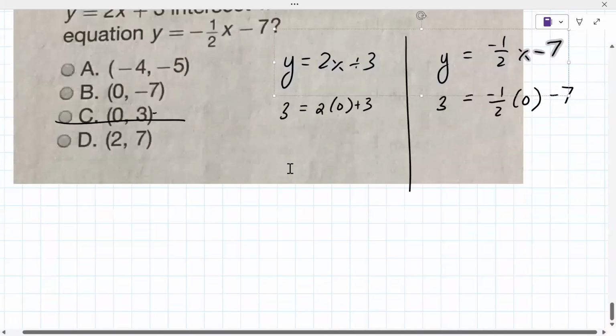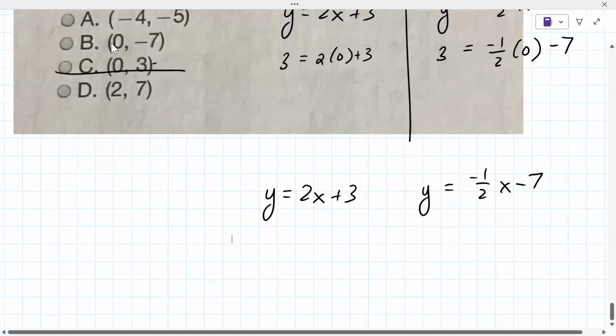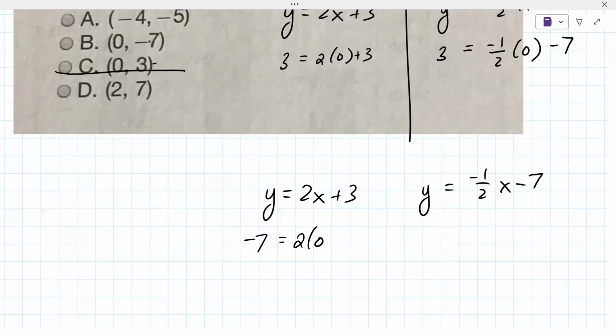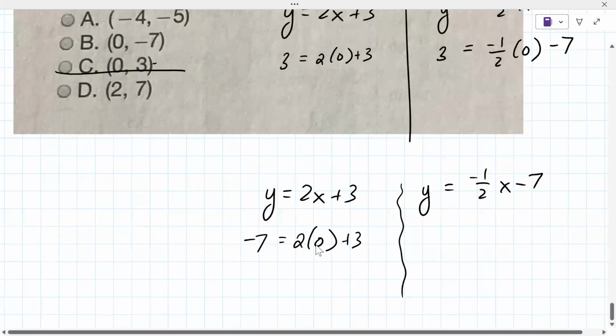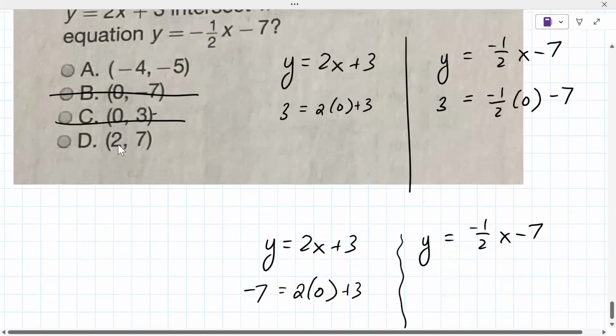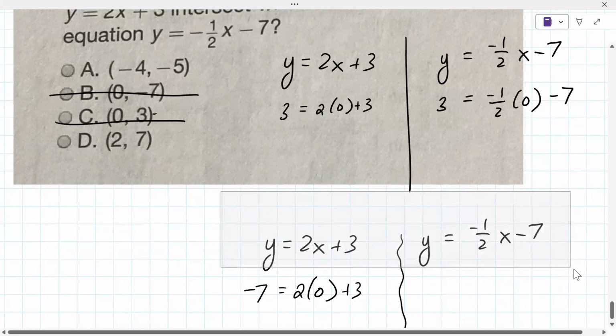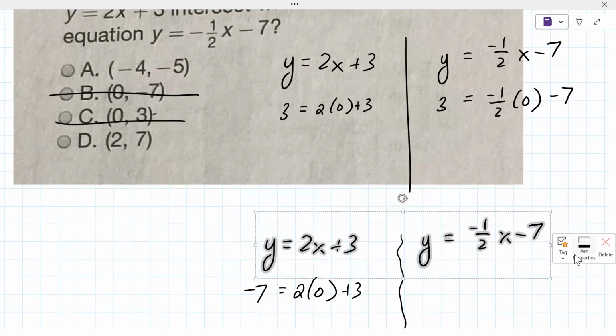Okay, so I'm going to do the same thing here. 0 is x, -7 is y. Is -7 equal to 2 times 0 plus 3? Is this true? So no, it's not B either. What exactly are we doing? We're putting the numbers in for x and y. So which one do you want to try next? D or A? D.